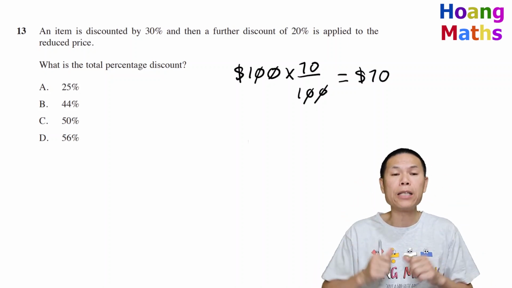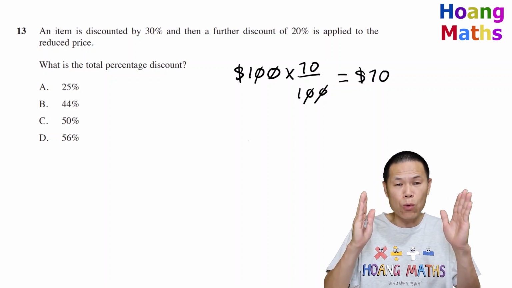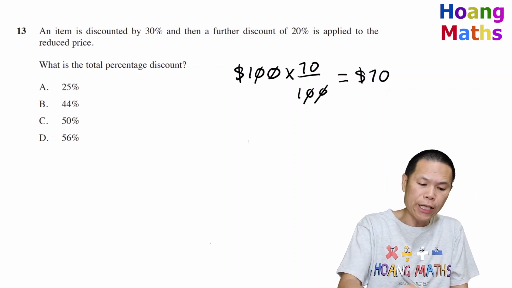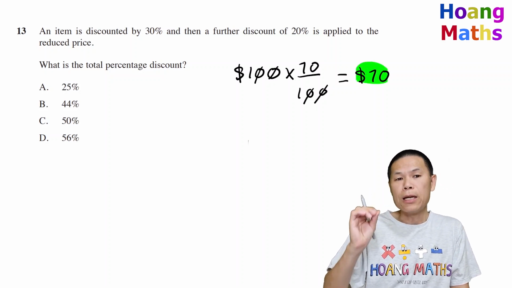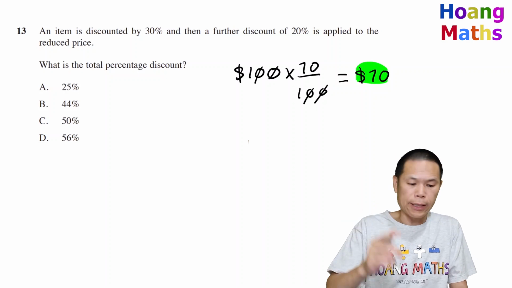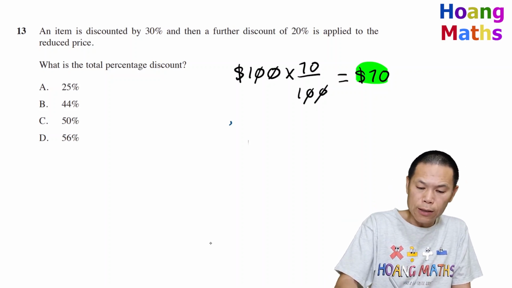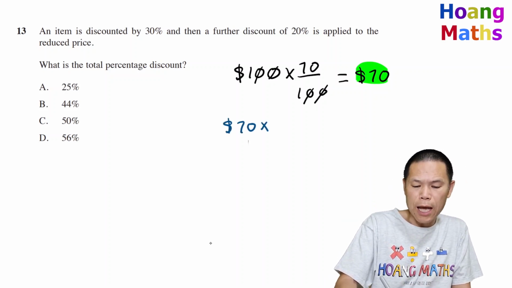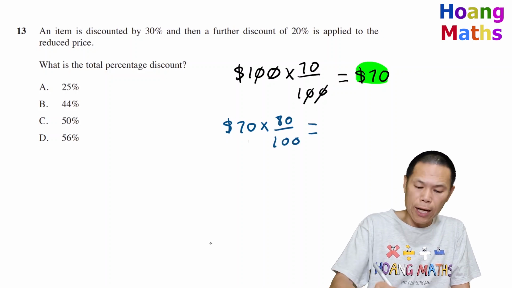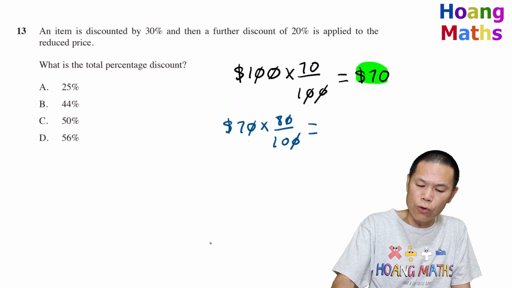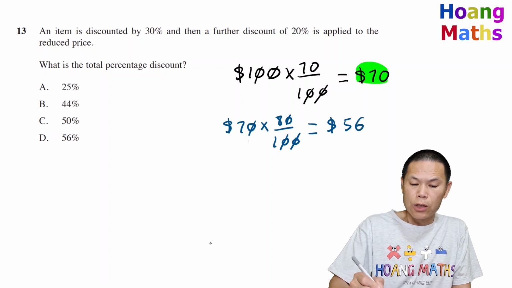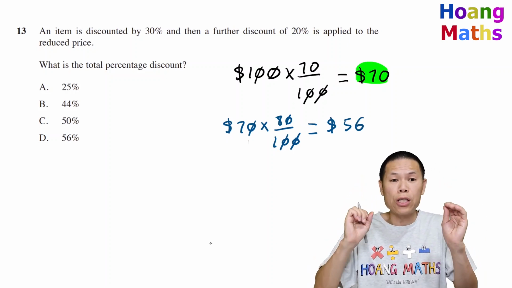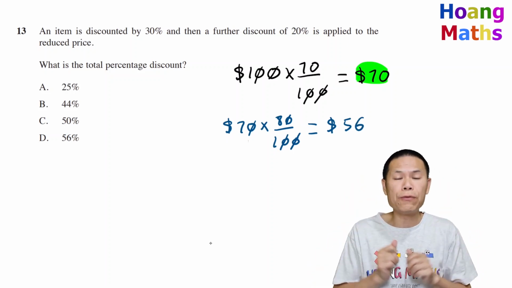Now we have a further 20% discount. In another word, we just need to pay 80% of $70, because of the 20% discount. Okay, so that is 70 times 80%. Of course, we can just put it on a calculator. Otherwise, I can just cancel these two zeros. So that is $56.